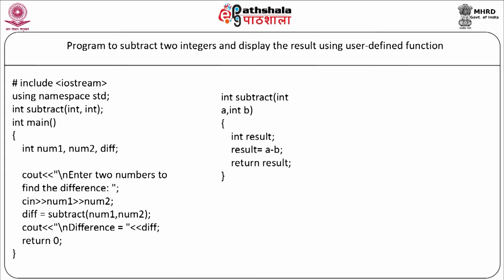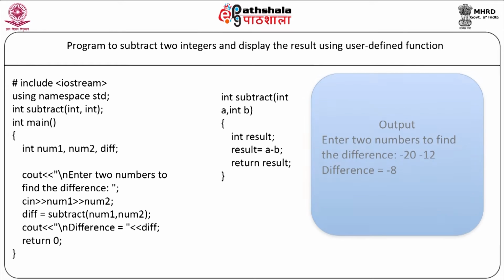Now when the above code is compiled and executed, it will produce the result as: enter two numbers to find the difference. Suppose the user has entered the numbers as minus 20 and minus 12, then the output will be difference is equal to minus 8.